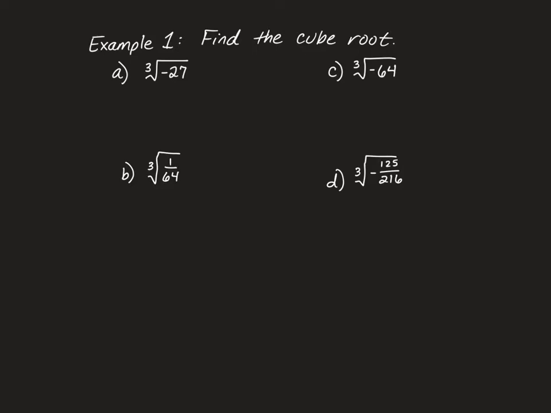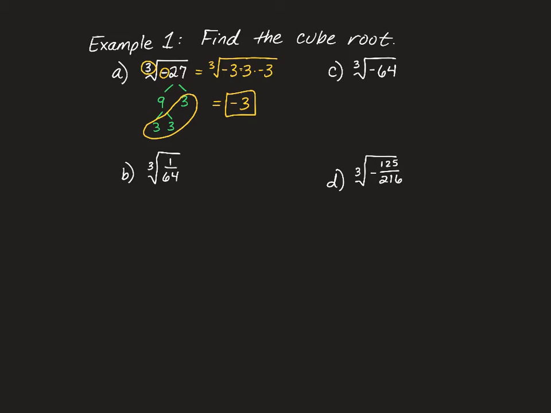Let's look at some examples. For example 1, we need to find the cube root. For letter A, we have the cube root of negative 27. Now, how I like to do it is break it down using the tree structure. 27 is 9 times 3, and 9 is 3 times 3. You'll notice that we have 3 3's here, and we have a cube root. So that means that this is the same as the cube root of negative 3 times negative 3 times negative 3. And I put the negatives in because there's a negative here. So since there's 3 negative 3's in there, we know our answer is negative 3.